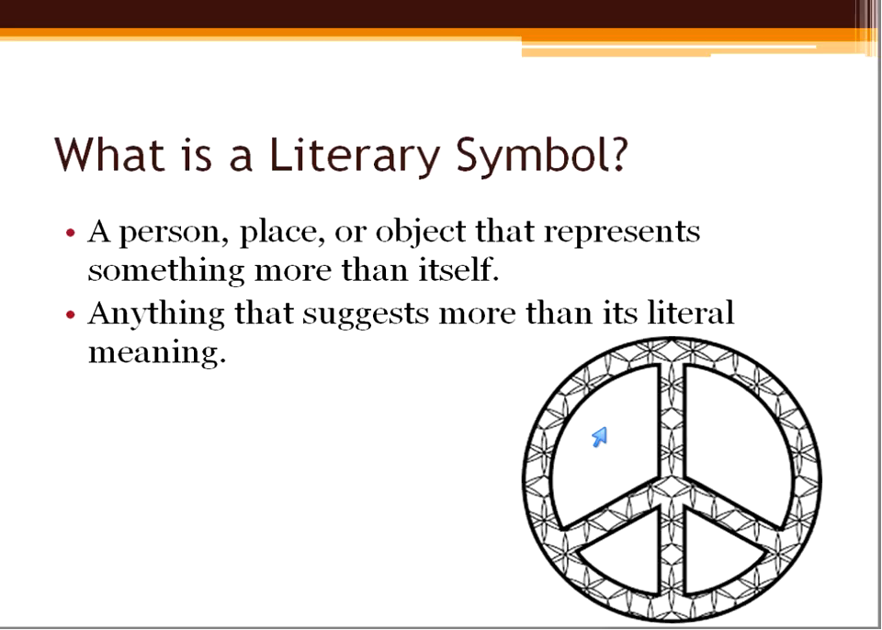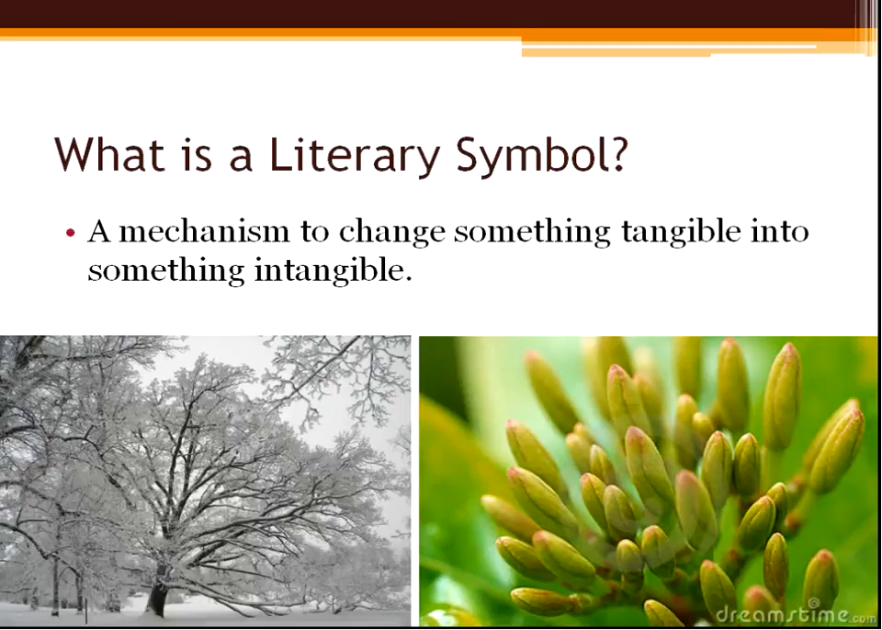So what is a symbol? Well, it's any person, place, or object that represents something more than itself. You know, the wedding ring is not just a circular band of gold. It represents this union that you've committed to. It's really anything in literature that suggests more than its literal meaning. It goes beyond what it literally is and begins to mean something else.